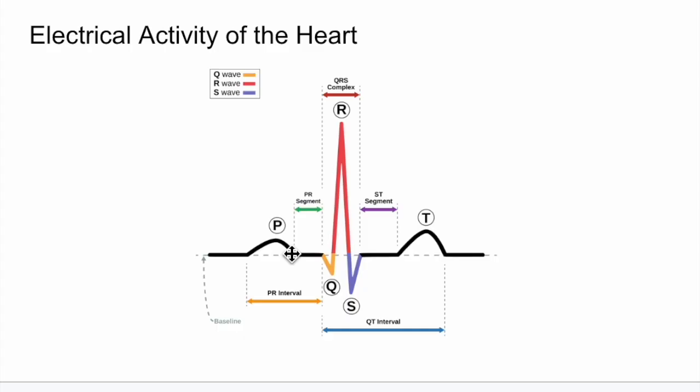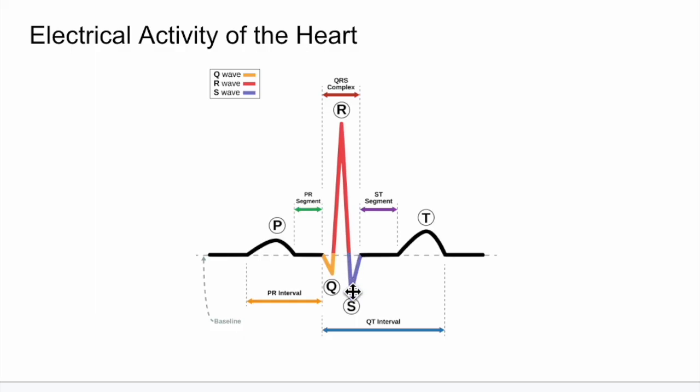Okay? And this is just like any other action potential. It's going to tell something to do something. And in this case, it tells the cardiomyocytes of the atria to contract. So the signal gets sent through the atria. That's what we're seeing in this P wave, and the atria contract. So this kind of flat line right here is giving time for the atria to contract.